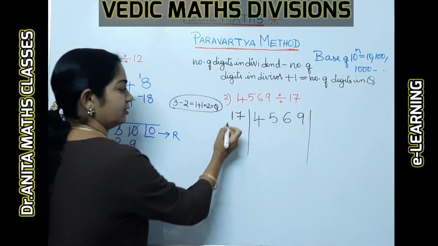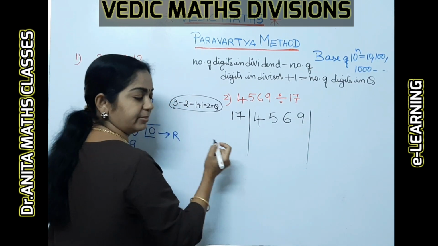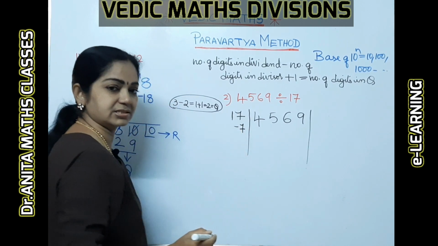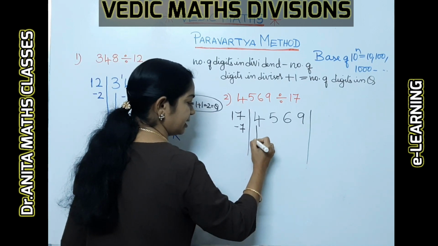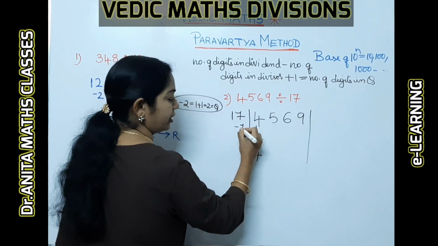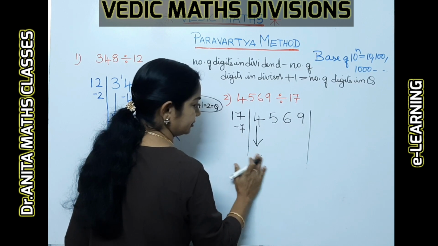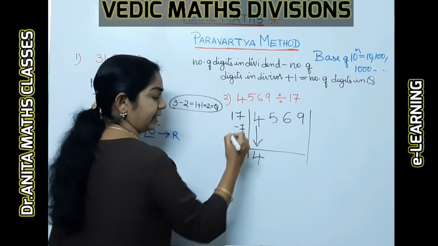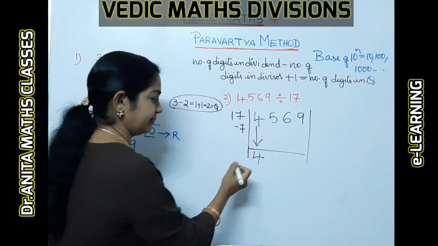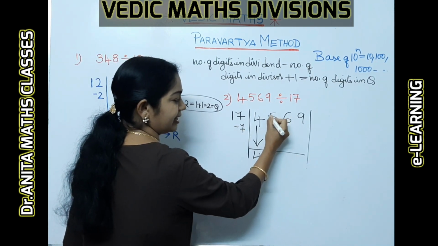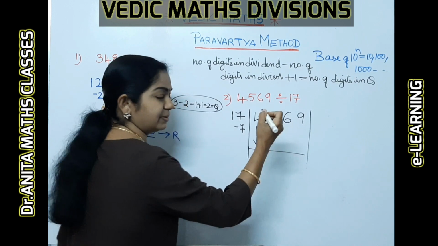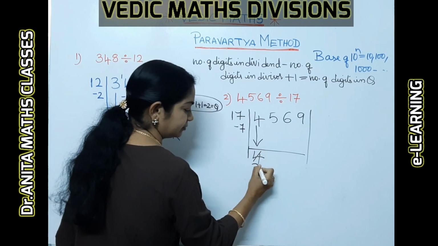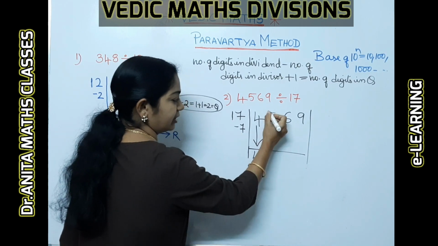Now, first leave the tens digit number. Then for the next number, you have to write the transpose: 7 minus 7 is the transpose. Drop the first number as it is, 4. 4 multiplied by 7 comes to minus 28. But the number here is 5, and minus 28 is bigger. Practically, subtraction is not possible. So I have to decrease 1 more. When you are decreasing 1, you will be getting 1.